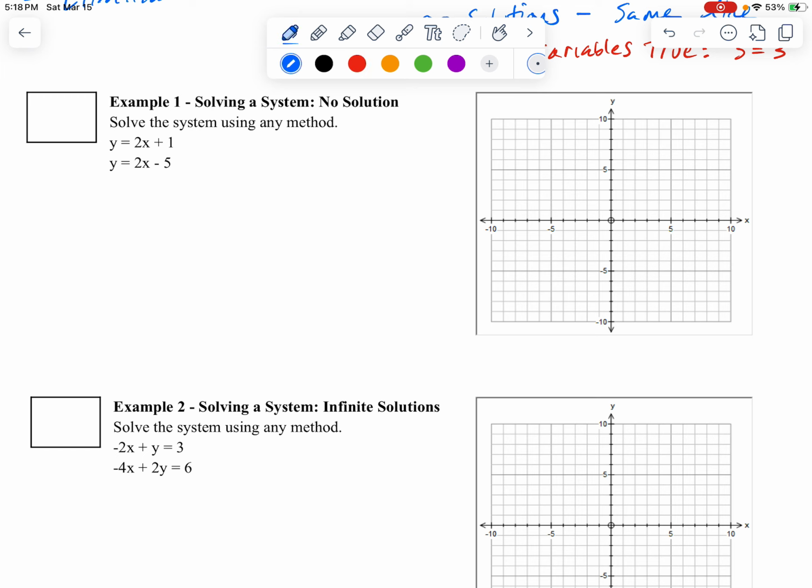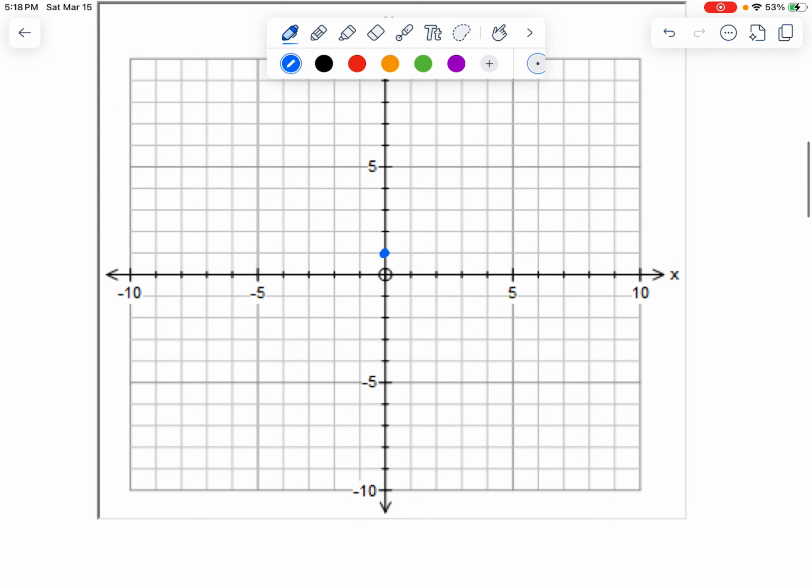So that first equation, my y-intercept is 1. My slope is 2. So I'm going to go up 2 over 1, up 2 over 1, up 2 over 1. And I can draw my line.